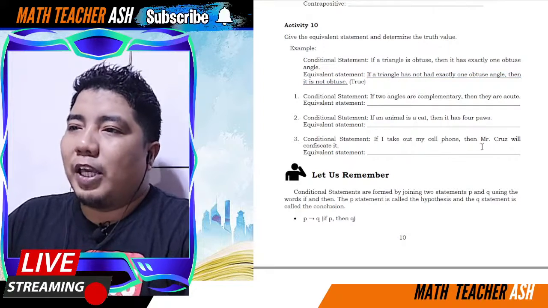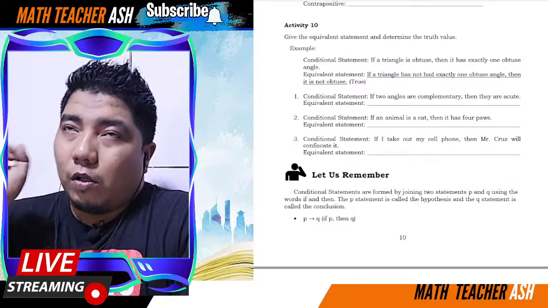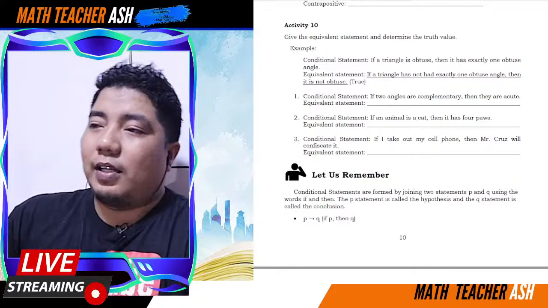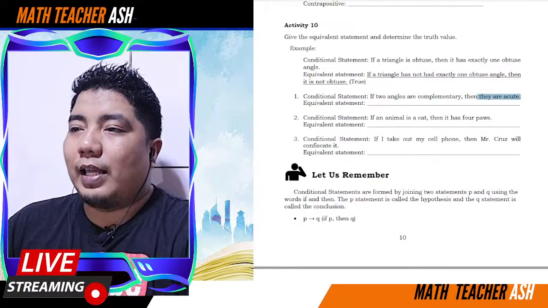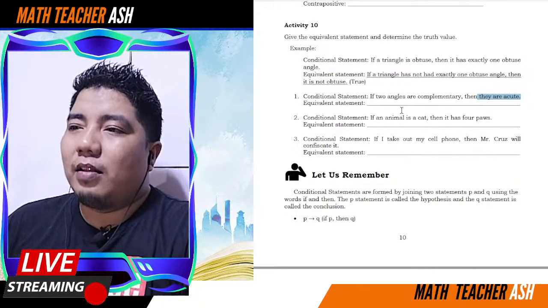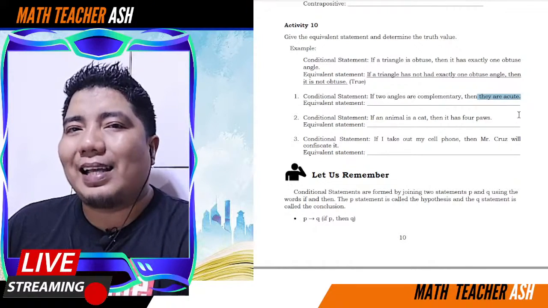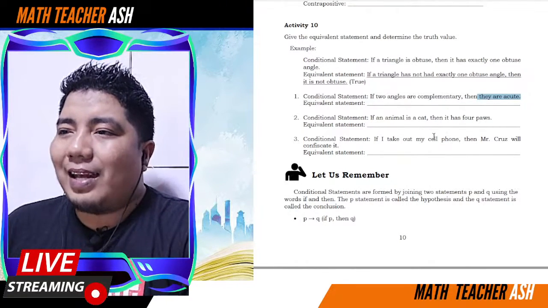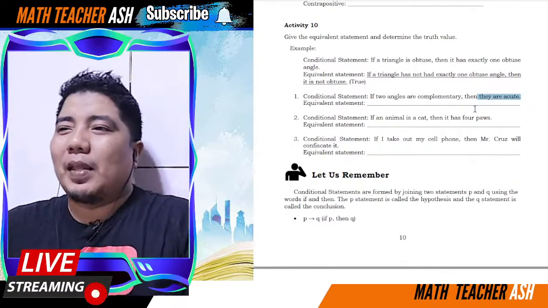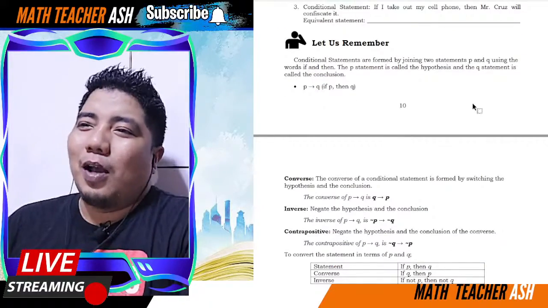So, example here: if 2 angles are complementary, then they are acute. If we get the equivalent statement of this one, I will start from here, and I will negate this one. If 2 angles are not acute, then they are not complementary. Easy, right? Easy lang talaga, my dear math learners. Okay, so how about this one?